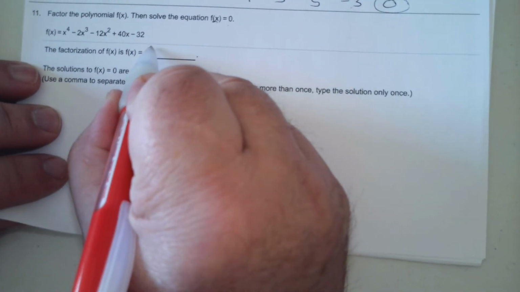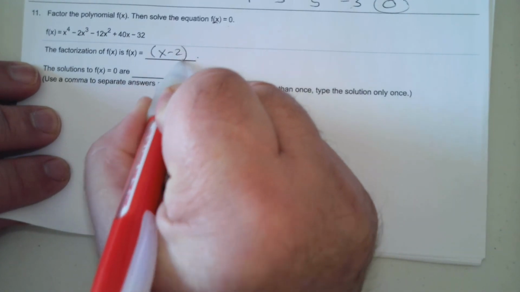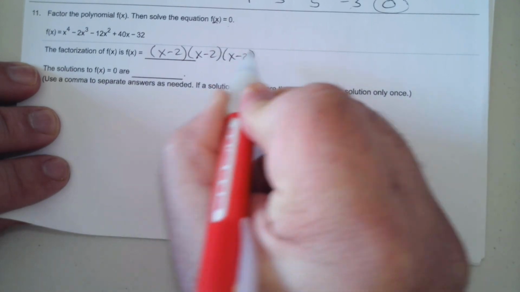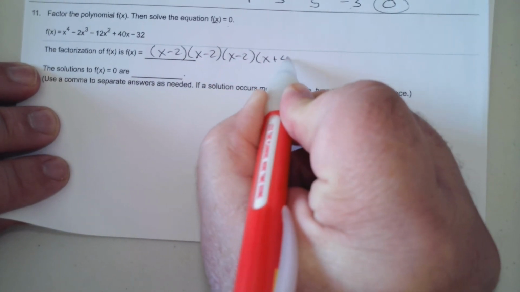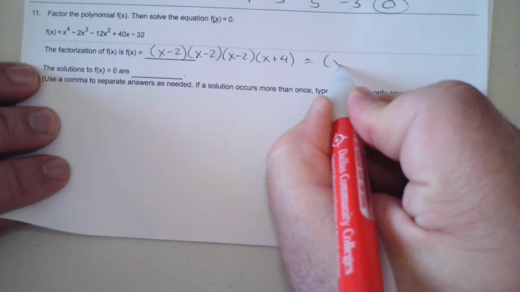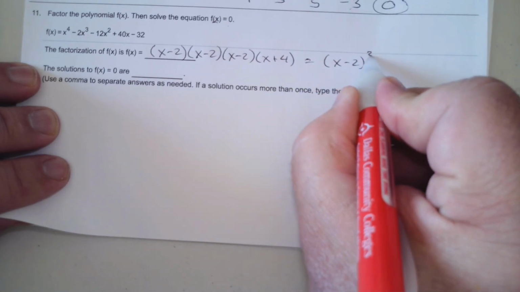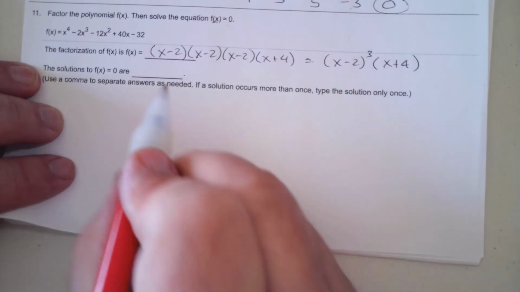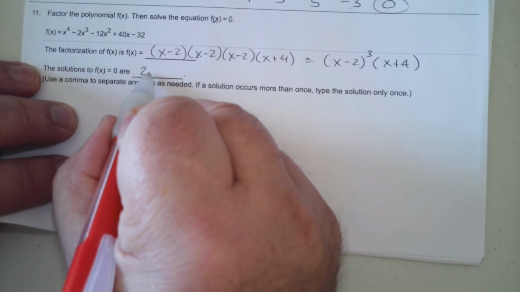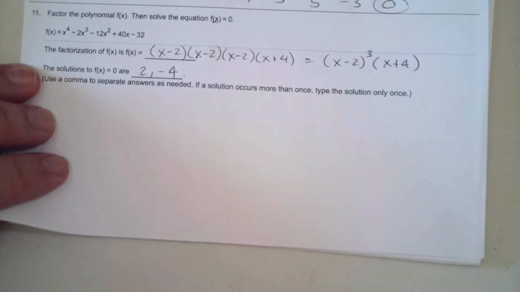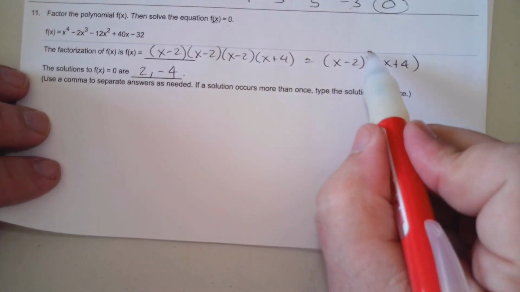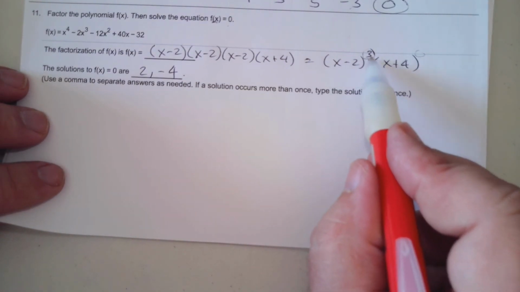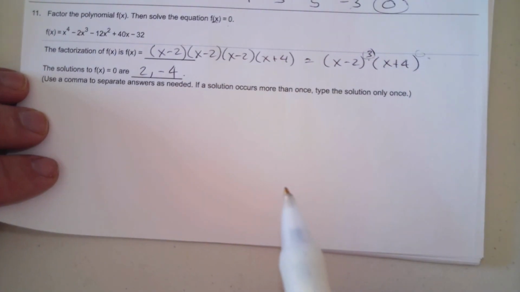So the factorization, x minus 2, x minus 2, x minus 2, x plus 4, which is x minus 2 cubed, x plus 4, and the solutions are 2 and negative 4. Remember, these are the multiplicities, which means our graph will cross at those points since they're odd.